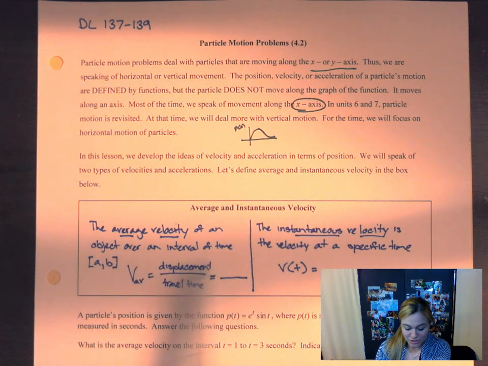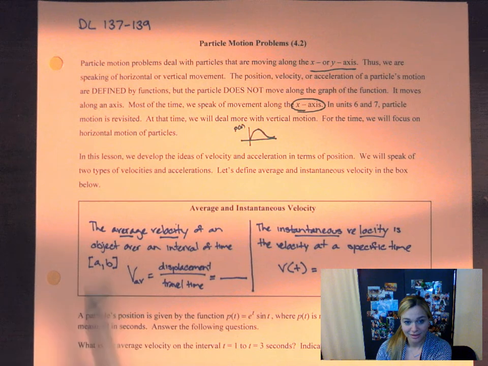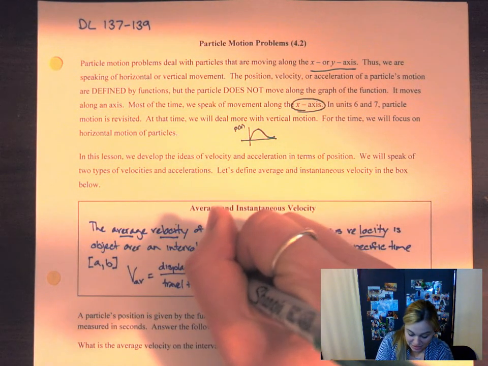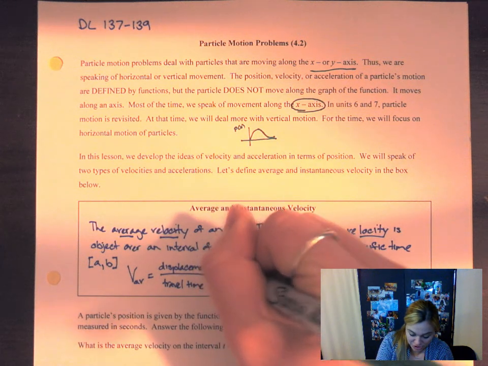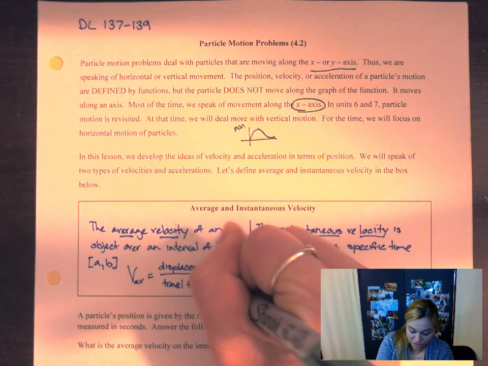We've got an object over time. So we've got this time from A to B, time A to time B. And if I want the average velocity, I take the displacement divided by the travel time. Or I can say whatever my position is, my original function of position, I can say P of B minus P of A over B minus A.